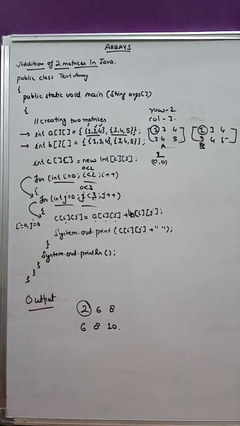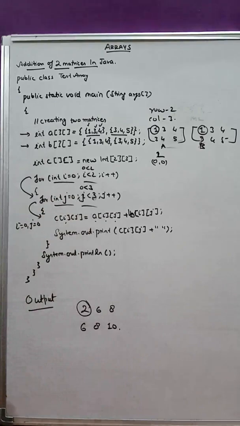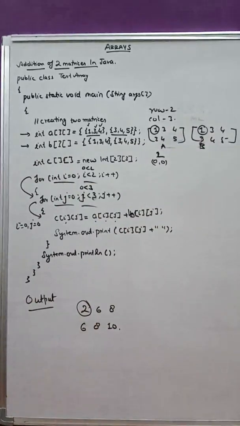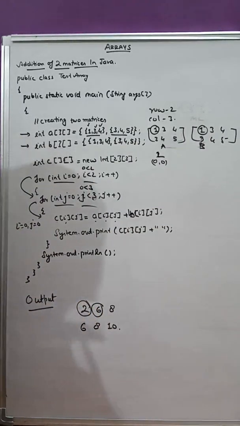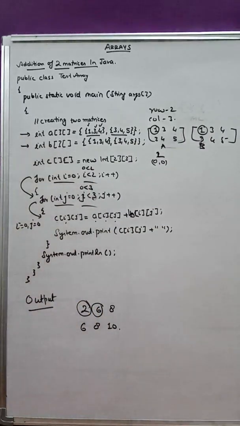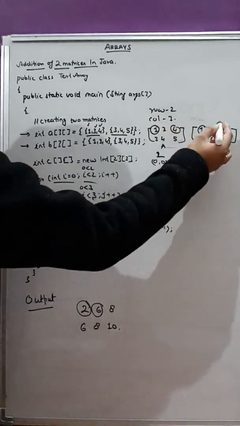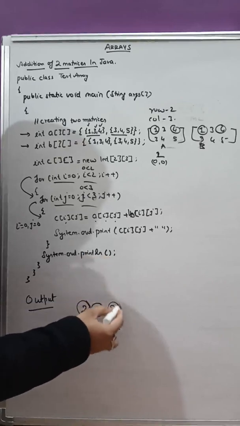In a similar way, when the inner loop runs the second time, it will add the values for 0 comma 1. On 0 comma 1 it is 3, and 0 comma 1 here is also 3. When you add them, it will be equal to 6, so you will get the second value. Now for the third value you will take 0 comma 2. So 0 comma 2 is 4 over here, and 0 comma 2 is 4 over here. Again 4 plus 4 will be added and it will be equal to 8.